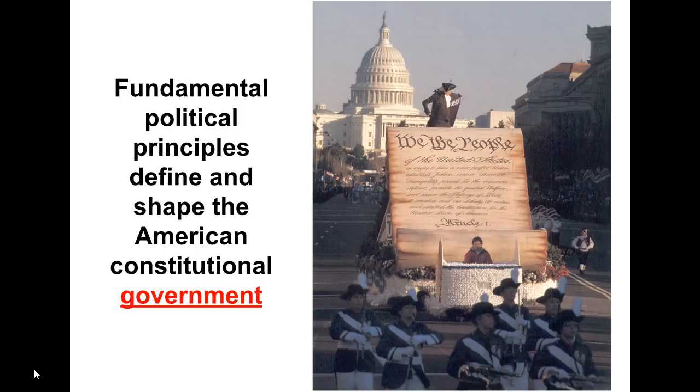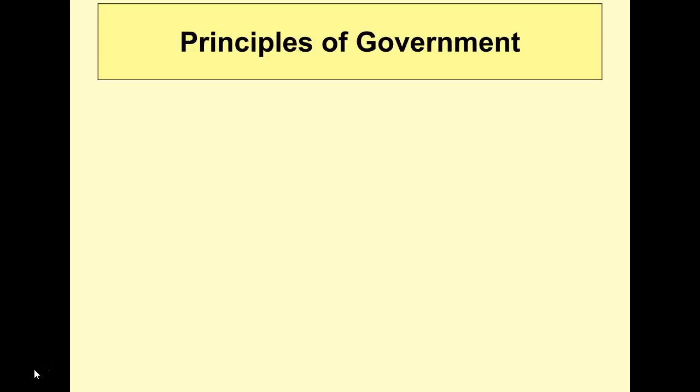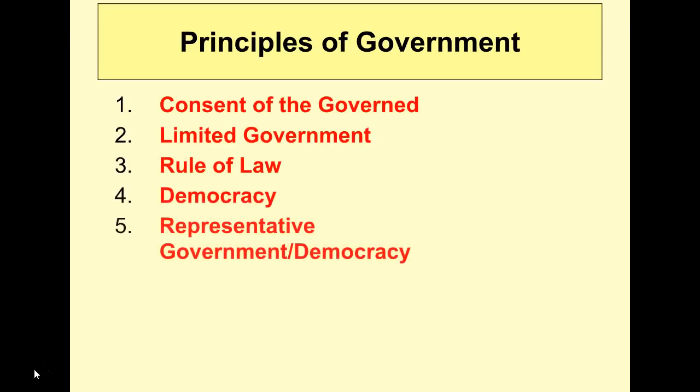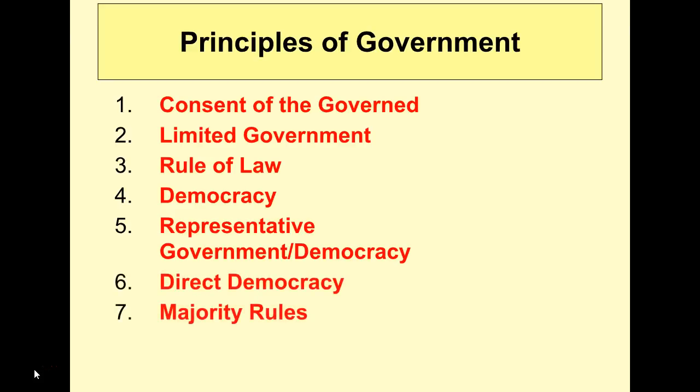First, let's define fundamental principles. Fundamental political principles define and shape the American constitutional government. So these ideas are what shape our government. The ones that we're going to go over today are the consent of the governed, limited government, rule of law, democracy, representative government or representative democracy. When you hear those two terms, they mean basically the same thing. We'll use them interchangeably. Direct democracy, majority rules, and minority rights.